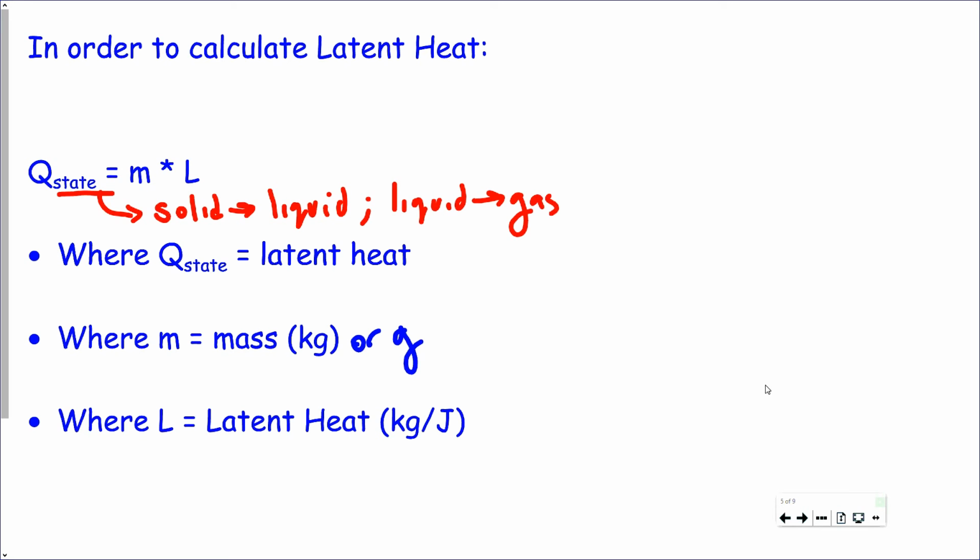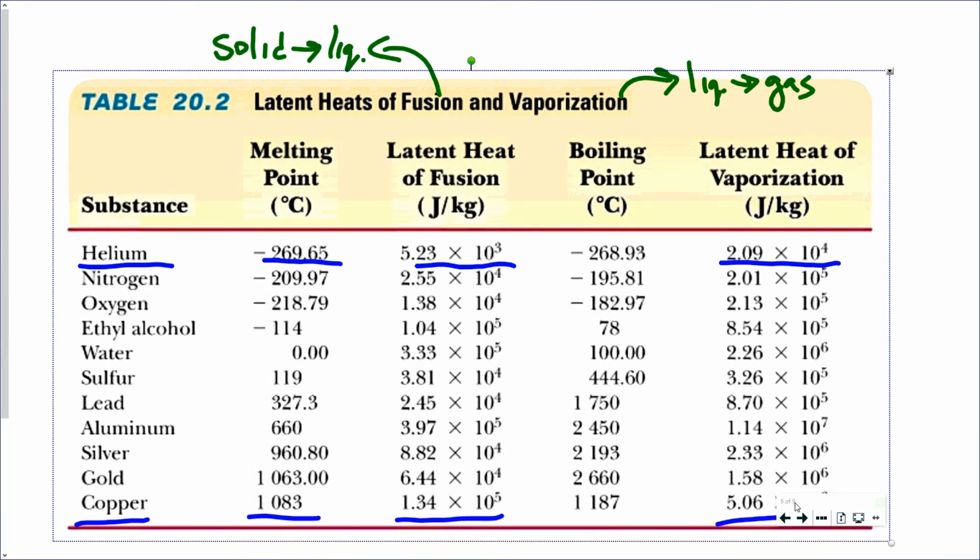M is mass in kilograms or grams, and capital L is the latent heat. How much heat is added per kilogram, in joules. The next thing you're going to see here is a table of latent heat values. Do not write down this table. It's a waste of space. You will always be given the literature values for latent heats.